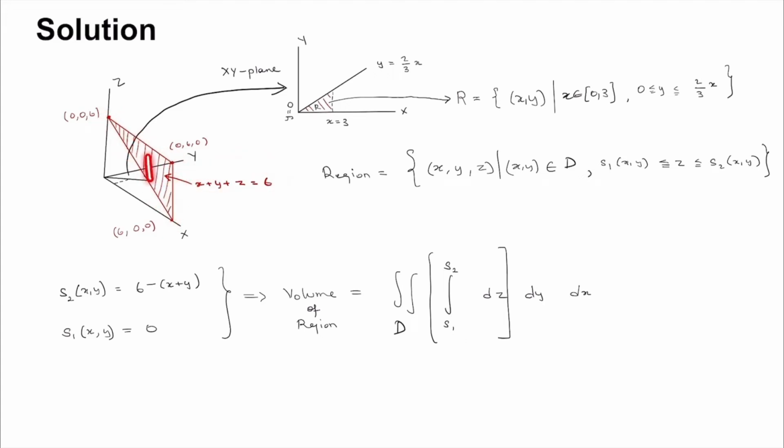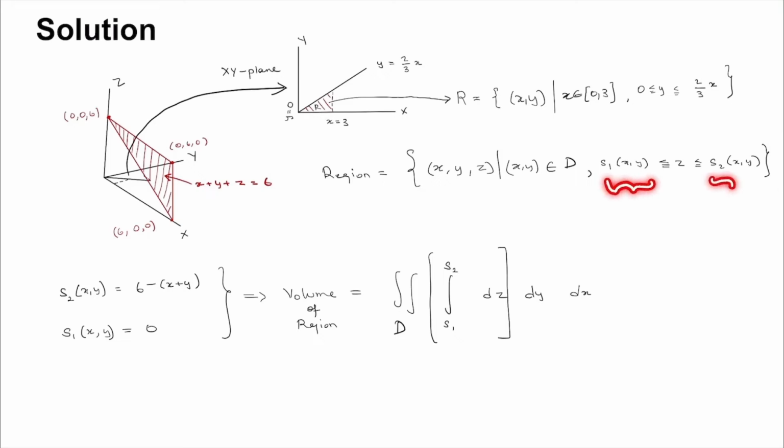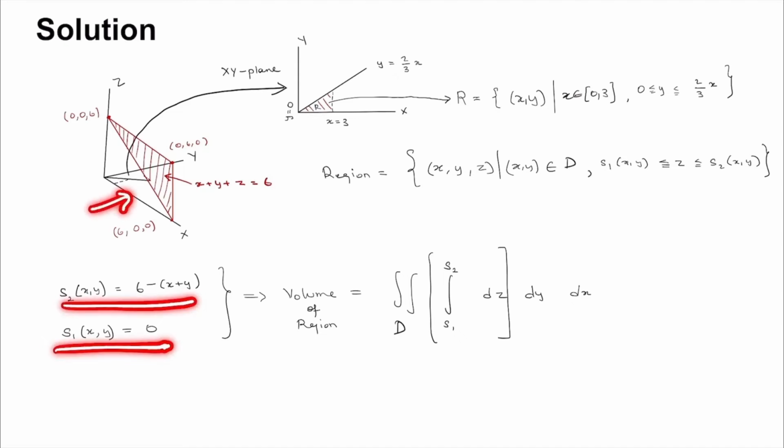So it's asking us to find the volume of this region caught between these two surfaces. And the region, again, I've given in set builder notation, and I've defined the two surfaces S1 and S2. z equal to S1 is one surface, z equal to S2 is another surface. I've just expanded S1 and S2 over here. Because it's the xy plane, z equal to 0 is one of them.